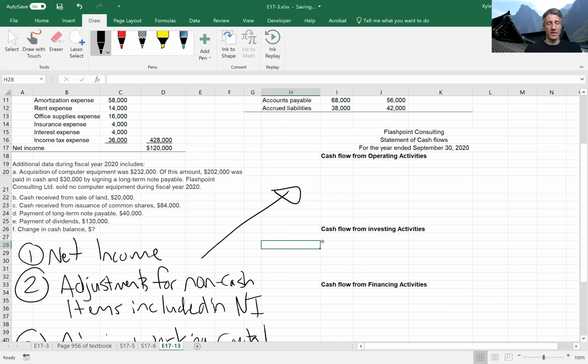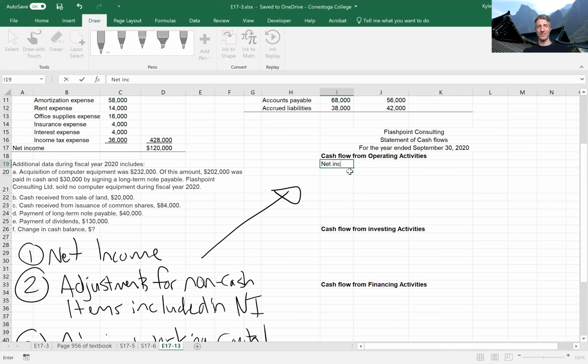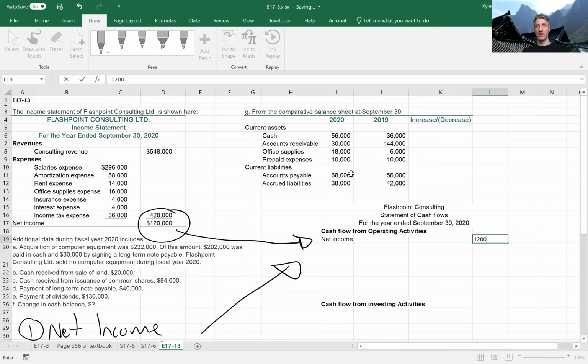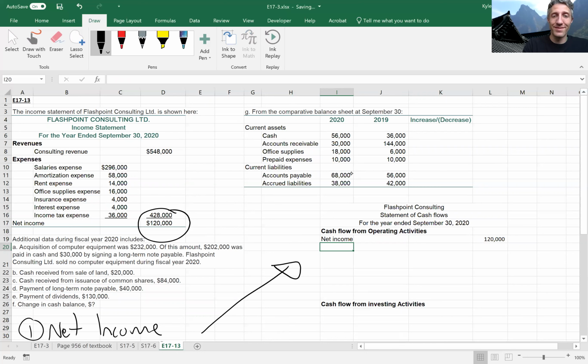So it tells me in our 3 steps here, start with net income. So I'm going to start with what net income is. I'm going to go, of course, to the income statement in order to figure out what net income is. It tells us net income is 120,000. So I'm just going to start by putting 120,000 on my cash flow statement. And that was pretty easy. We're off to a good start. I'm already done with step 1.